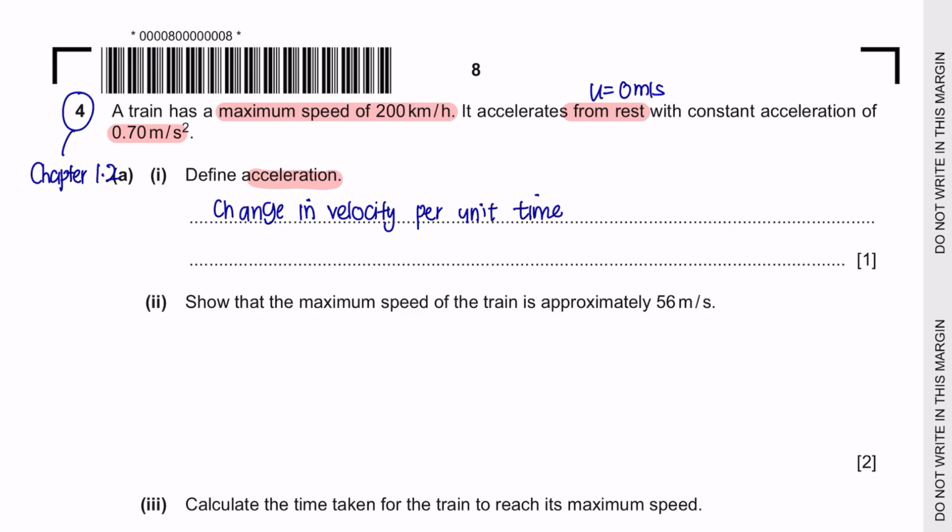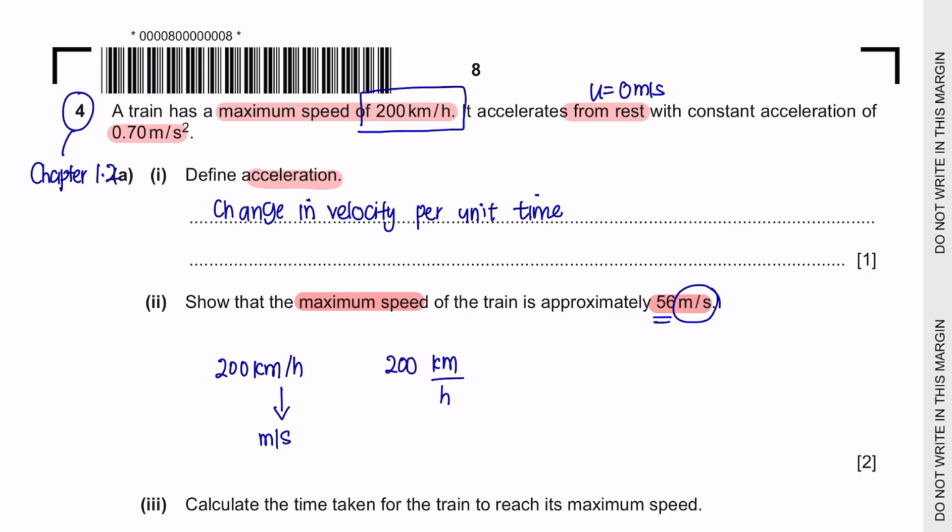Next, part 2. Show that the maximum speed of the train is approximately 56 meters per second. So you have been given that the maximum speed is 200 kilometers per hour and they want you to prove that it's 56 meters per second. As you can see here, it's only involving a unit change. To convert kilometers, we multiply by 1000 meters, and to convert hours into seconds, we divide by 3600, which gives you 55.55, which is approximately 56 meters per second.